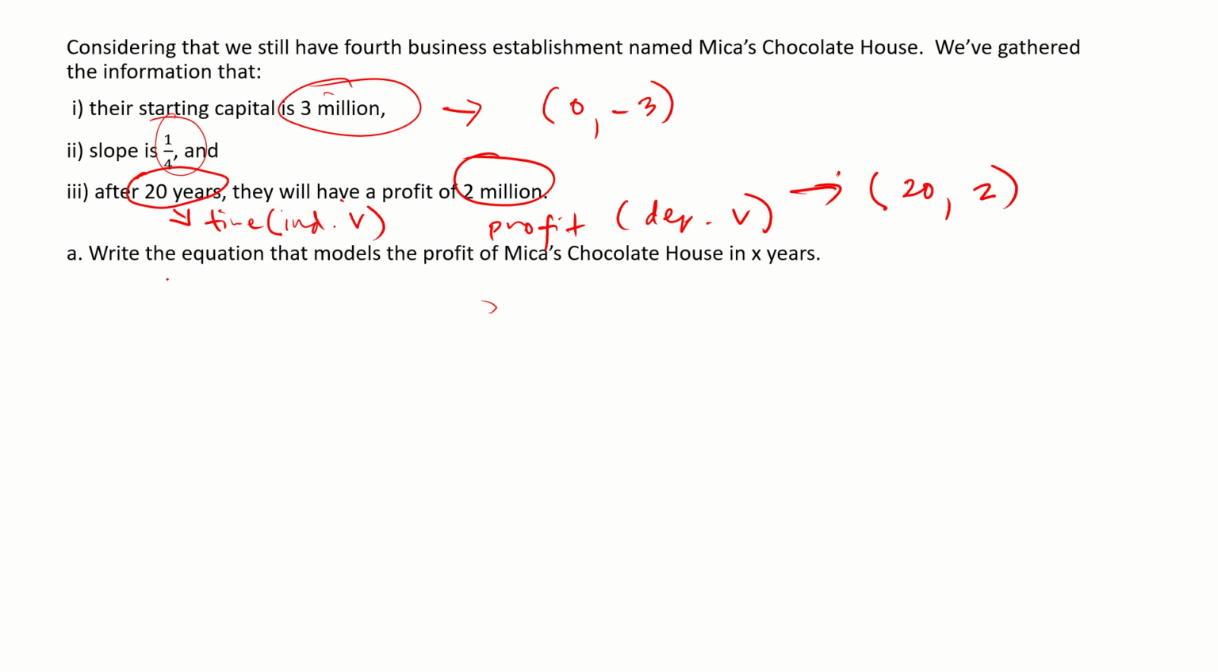Now we are asked here to write the equation that models the profit of Mika's chocolate house in x years. So it's up to you. What will you do? But in my case, I will be presenting you two options on how you will come up with the equation. So first option is to consider 1 point in the line, perhaps 0 and -3. You can also use 20 and 2, and the slope which is 1/4. And you can use now the point slope form.